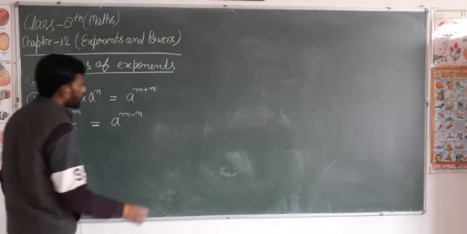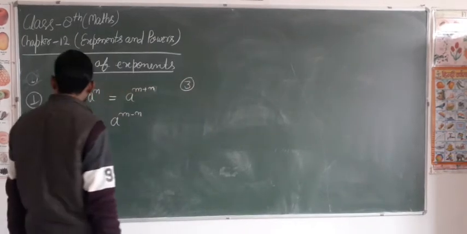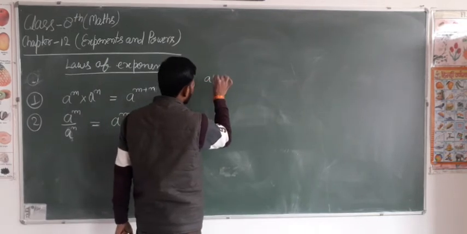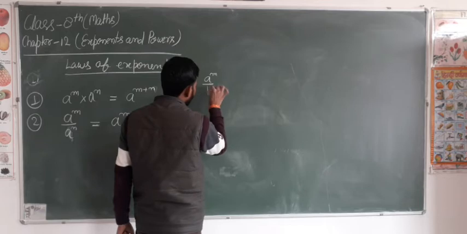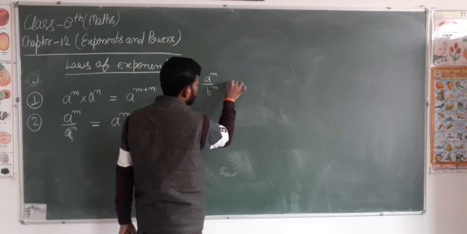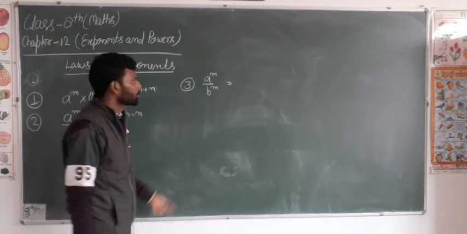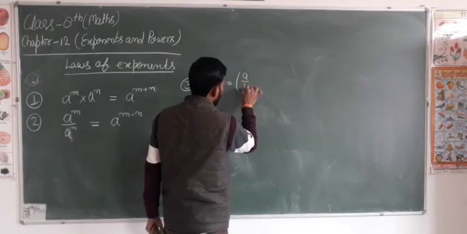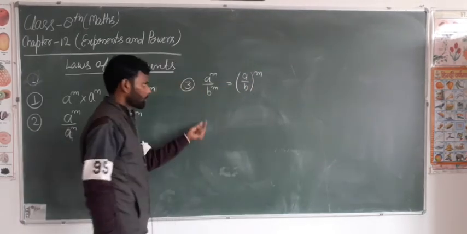And law number third: a to the power m upon b to the power m. When the base is different but the power is the same, then this can be written as a upon b whole to the power m.